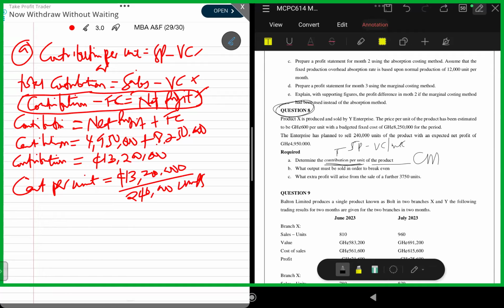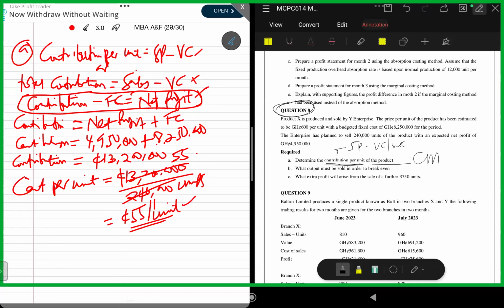When you cancel 240,000 against itself, you've reduced it to 1 unit. That's what we want. Then how much will it go into 13,200,000? 55. So now you could see we've reduced it to units. So now this is 55 cedis per unit. That's the contribution per unit. Meaning for every 1 unit, the business earns 55 cedis.